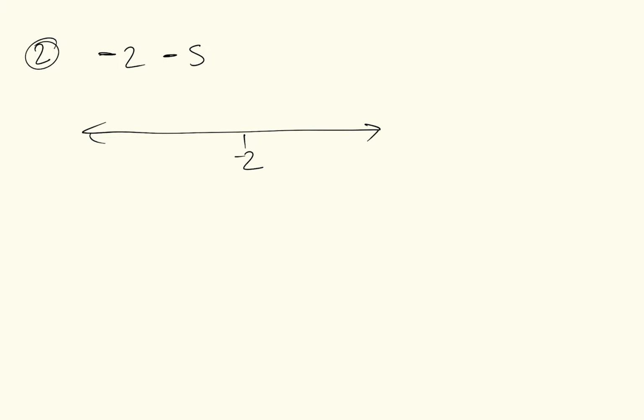Let's go for a little more challenging question. We can do -2 minus 5. Now, don't let the negative in front of the 2 scare you. It's the same thing if you show it on a number line. Put -2 in the middle.